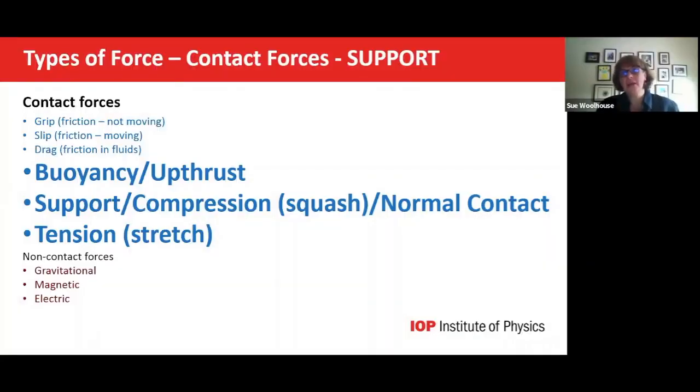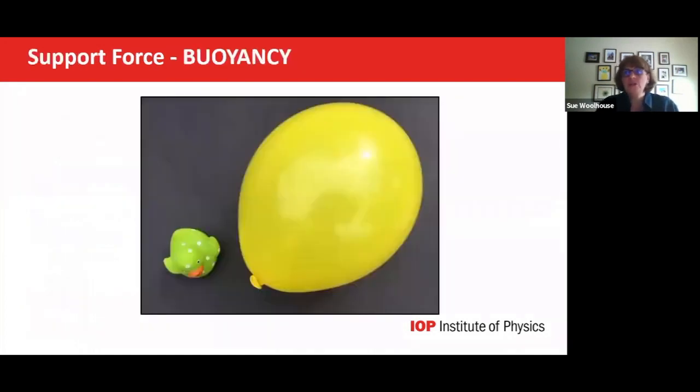So what about the other contact forces, the support forces, buoyancy or upthrust, compression or normal contact, and tension? Well, let's start with buoyancy. Students will have done plenty of floating and sinking experiments in the bath or swimming pool, or even when they're washing up. But it's really good to get them thinking about the forces acting on a floating duck. There's a really nice piece on IOP Spark about how the feathers of diving birds are adapted to reduce their buoyancy so they can dive deeper.